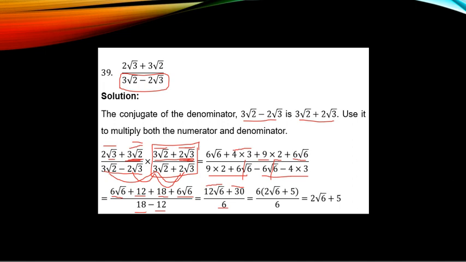You can factor out 6 from the numerator to cancel the 6 in the denominator. If you divide through 12 root 6 plus 30 by 6, you have 2 root 6 plus 5 all over 6. 6 removes 6, you are left with 2 root 6 plus 5. Are you following? Okay.